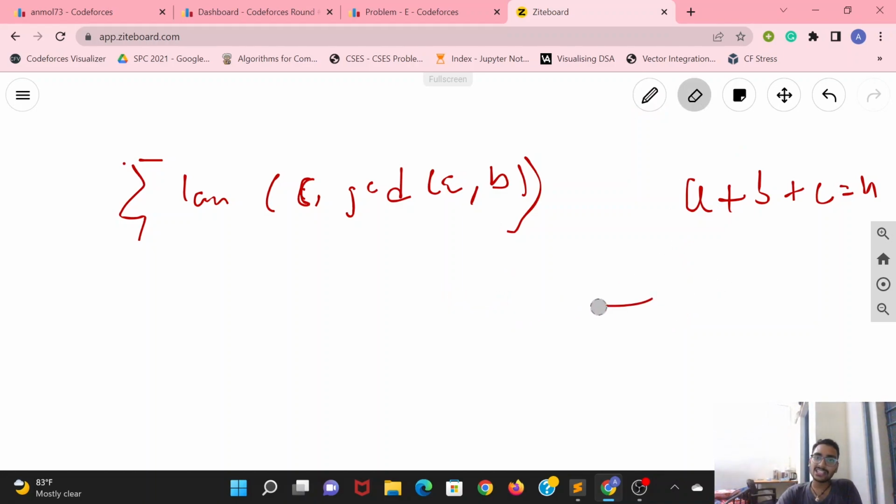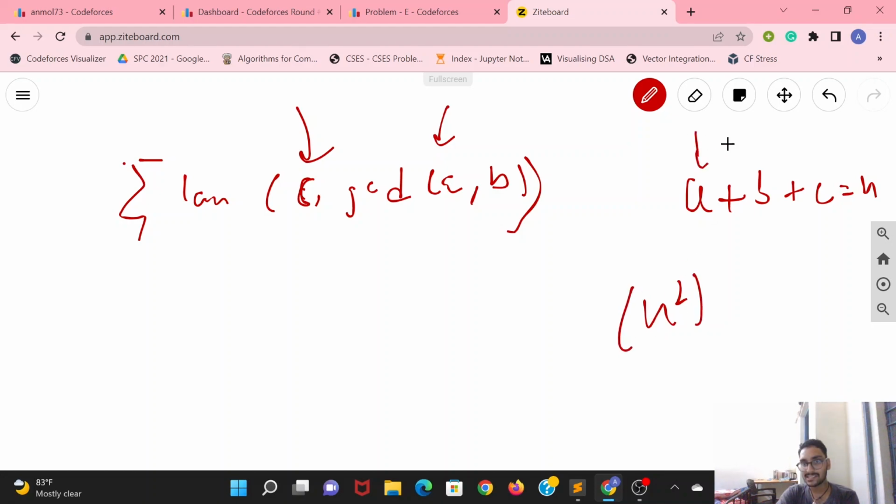So my initial idea was that let us try to iterate over all c. We need to simplify this part in some way so that we get a constant, or something like a root n order. Because if you see now, there are actually n square possibilities for this thing. If you fix a and c, b is itself fixed because a plus b plus c is n. So there are n square possibilities for this question.